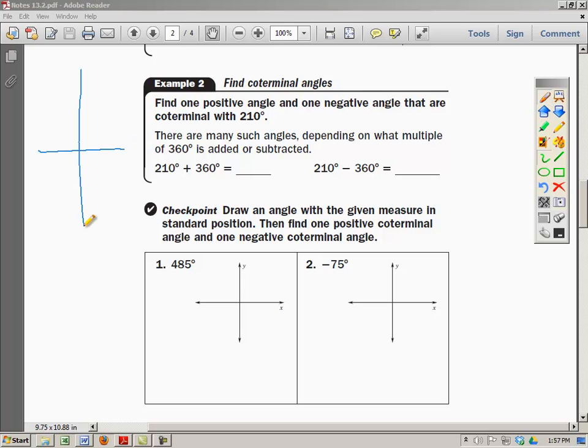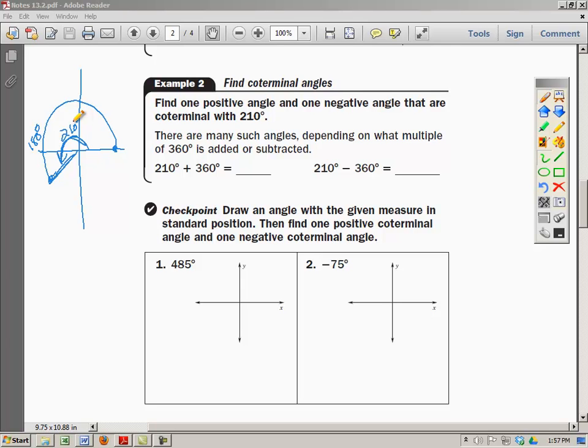All right, so let's think about where 210 degrees is. 210 degrees is 30 degrees past 180. So starting here, if I go 180 degrees, that would be there, and another 30 degrees past that puts me at 210. So this would be a 210-degree rotation about the origin for that angle in standard position. Okay? Now, it says find one positive and one negative angle that are coterminal with 210.